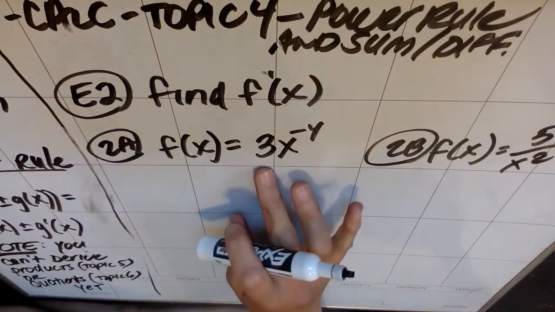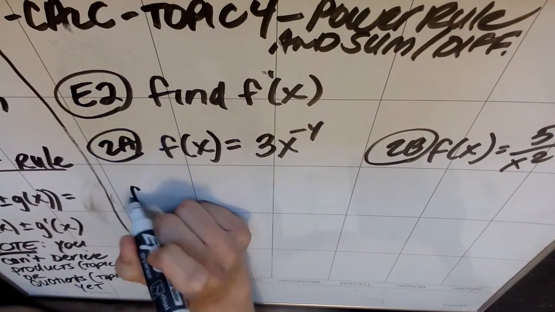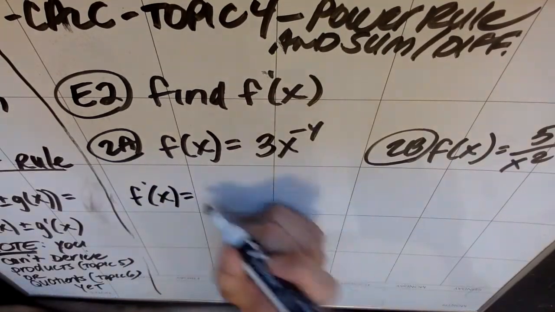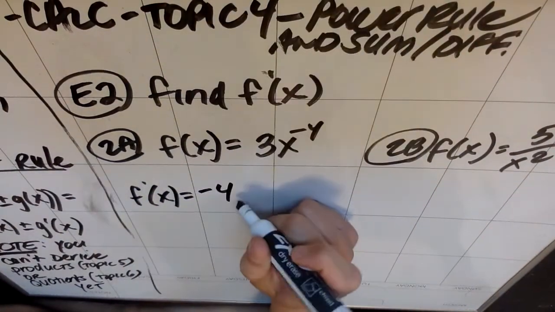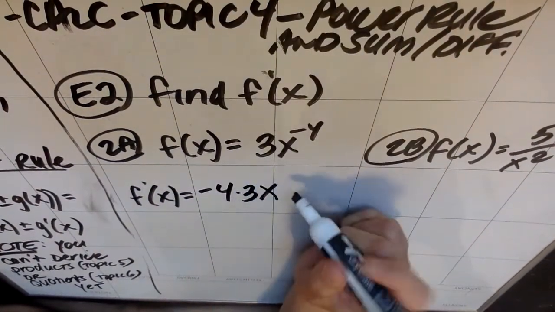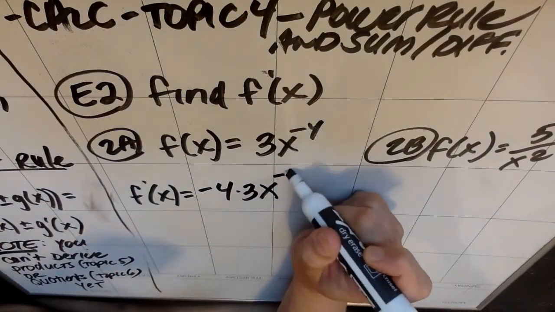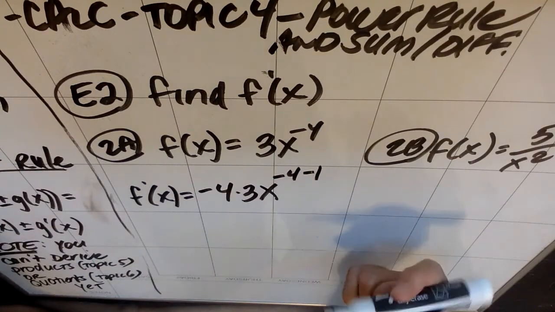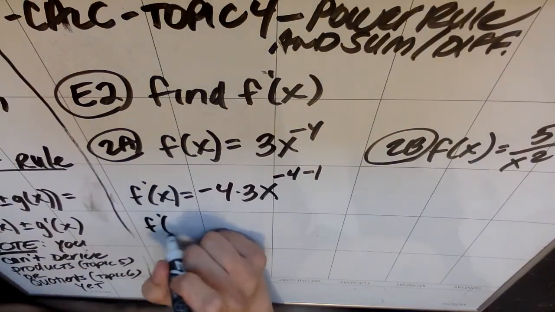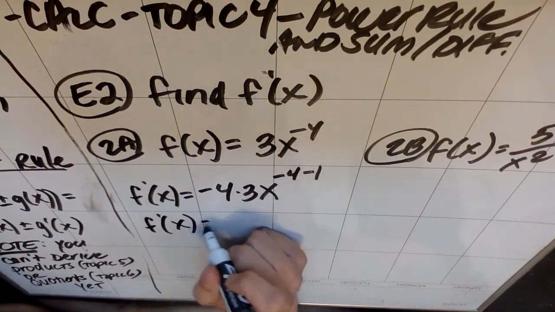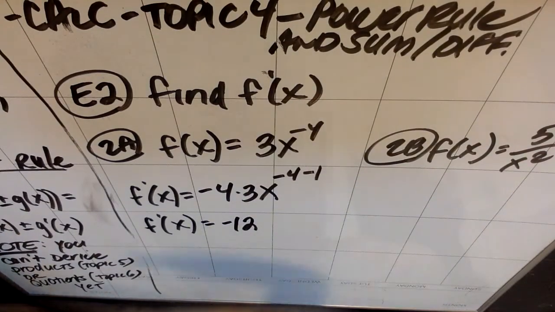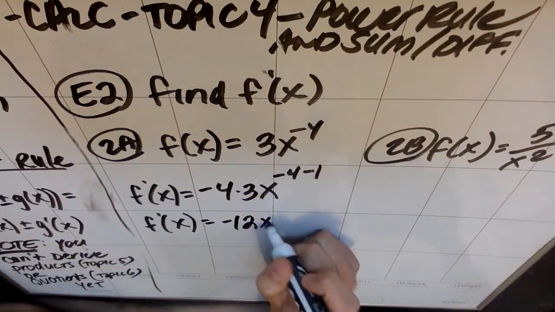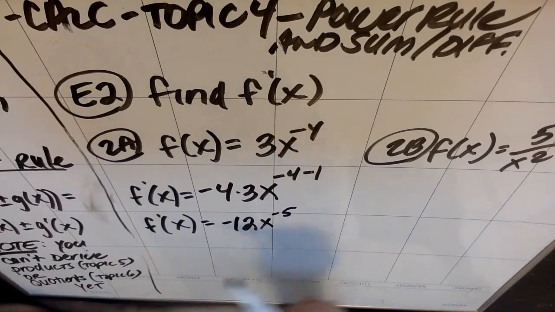So in 2a, I can go ahead and apply that power rule, right? So my f prime of x is going to be, I'll drop the negative 4 down in front, and it's 3x. Now this is where people get a little confused. I have to take this negative 4 and subtract 1. A lot of us accidentally want to make this a negative 3, but that's not what it is, right? If you take a negative 4 and lower it by 1, make it 1 lower numerically, that's a negative 5. So I'm going to get negative 12x to the negative 5th.